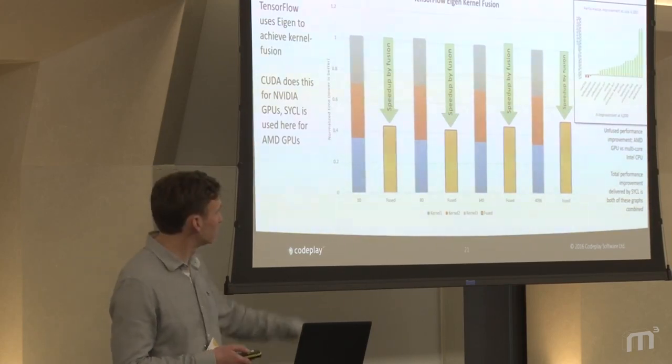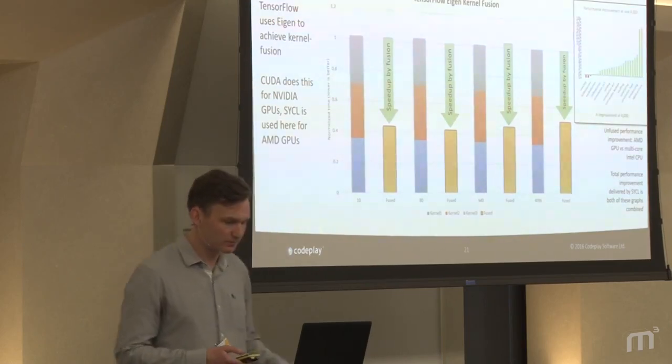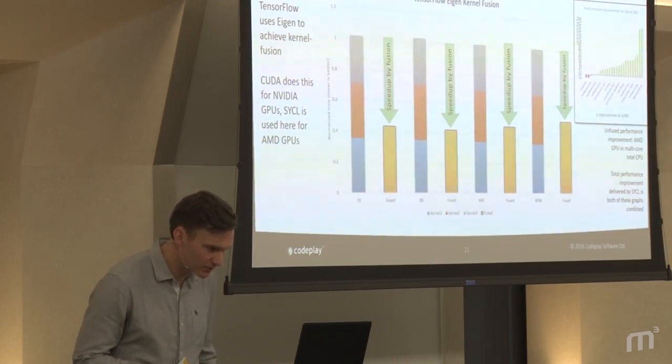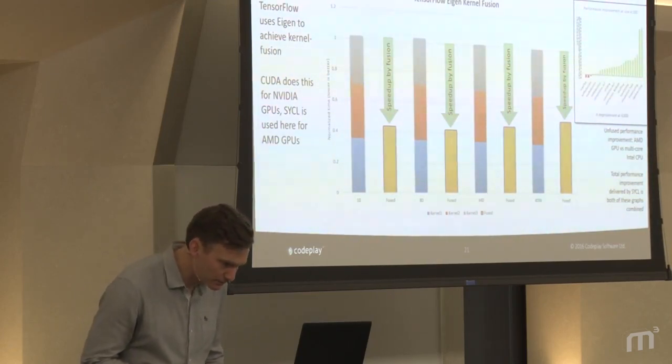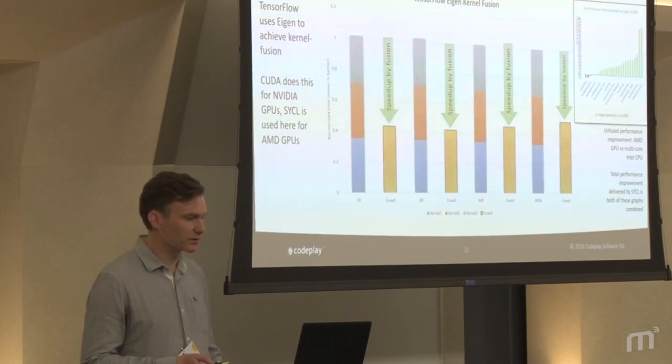You can also see the small chart in the corner there, which is showing specific operations that TensorFlow uses, like convolutions and stuff like that, and the sort of increases in performance that you can get at a particular size of network there.